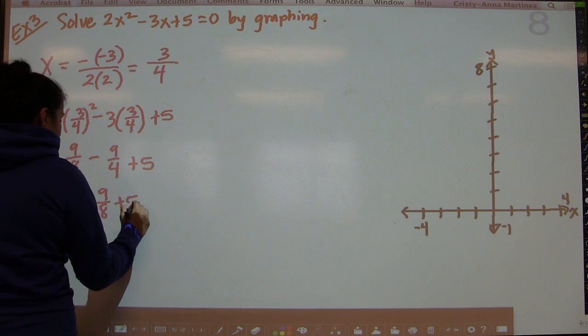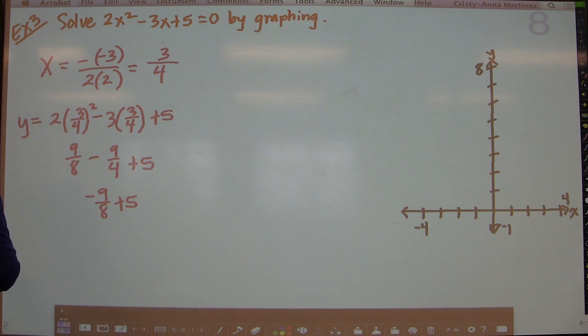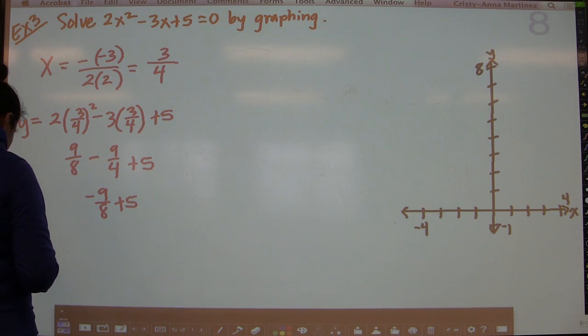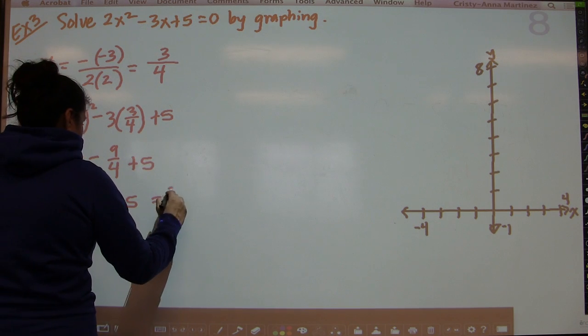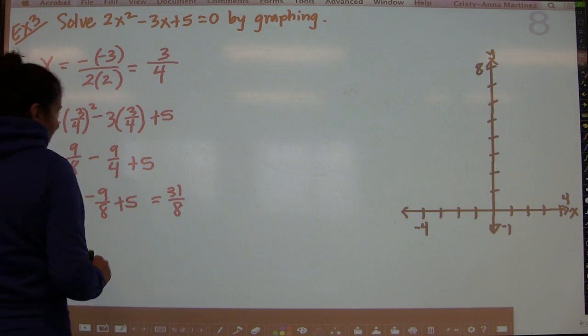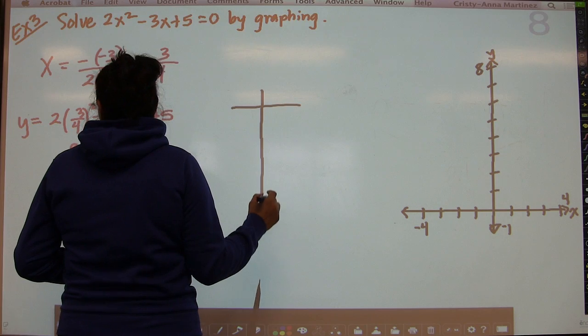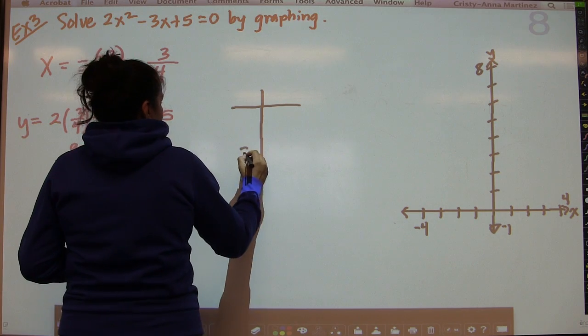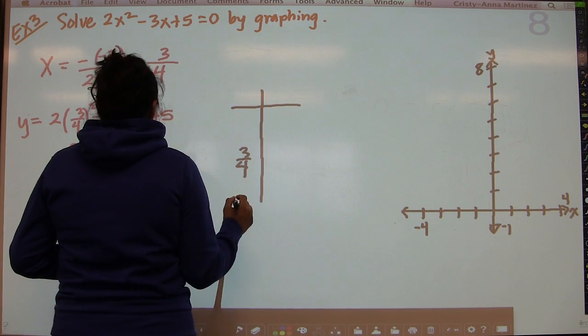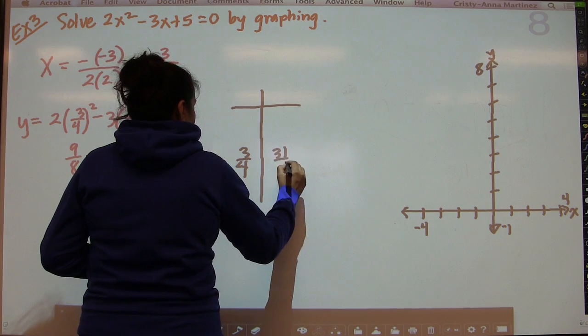And then we're going to add 5, and again, this will all be done on your calculator if you don't like fractions, which a lot of you don't. But at the end of the day, we get 31/8. So for our vertex, we're going to have x is 3/4 and y is 31/8.